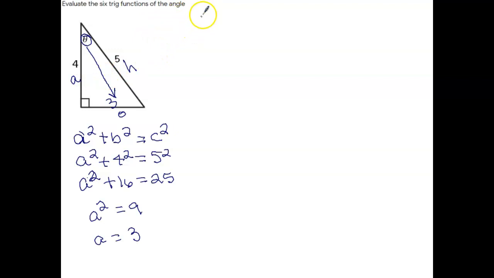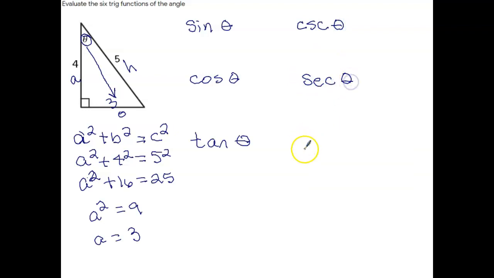So the 6 trig functions that we're going to be working on today are sine of theta, cosine of theta, tangent of theta, and then their reciprocal functions. So the reciprocal for sine is cosecant of theta, secant of theta, and cotangent of theta. So sine, cosine, and tangent should be pretty easy because those we've already gone over in geometry.